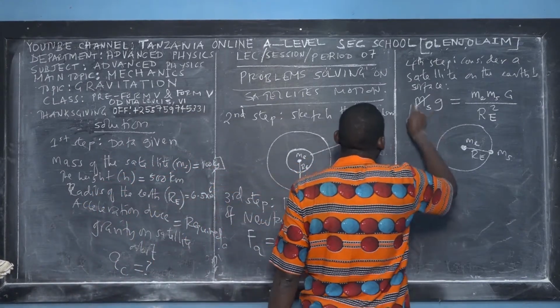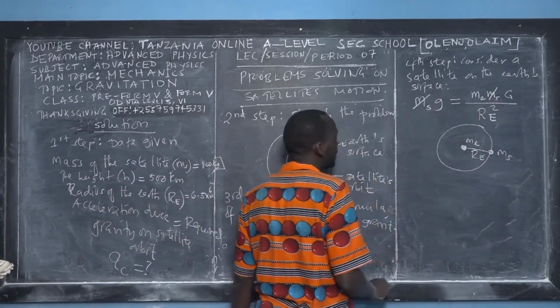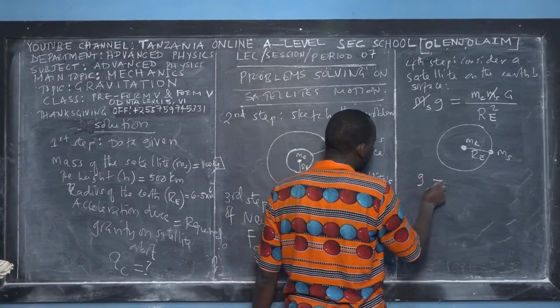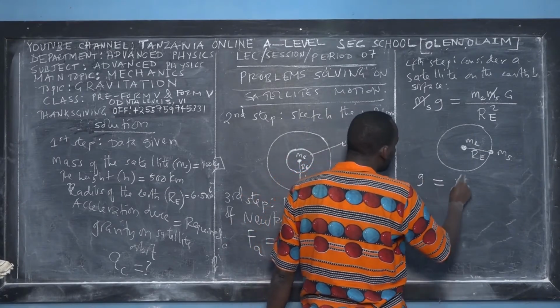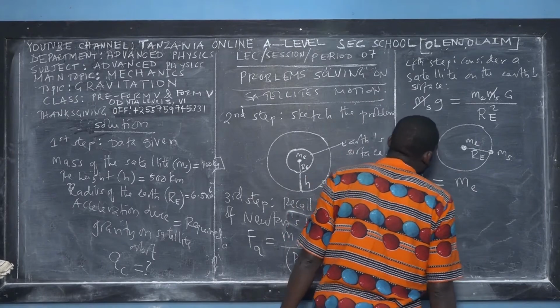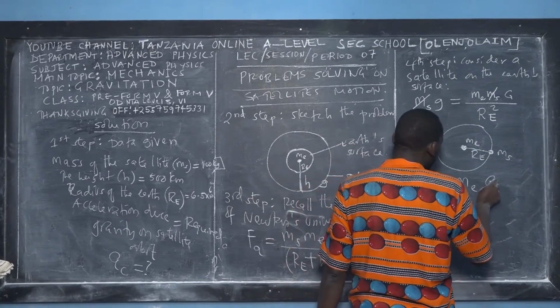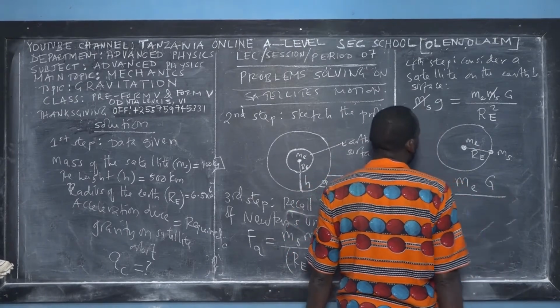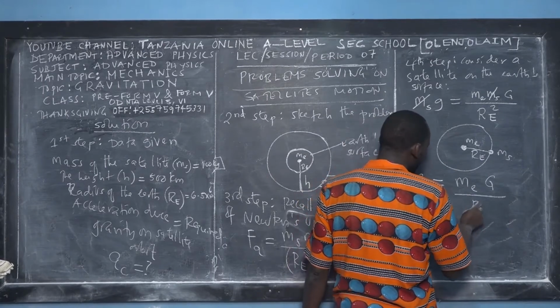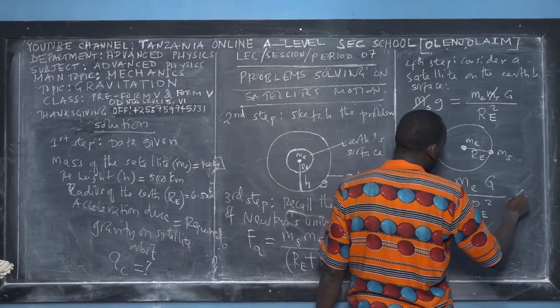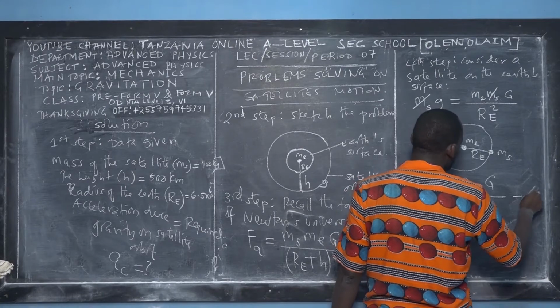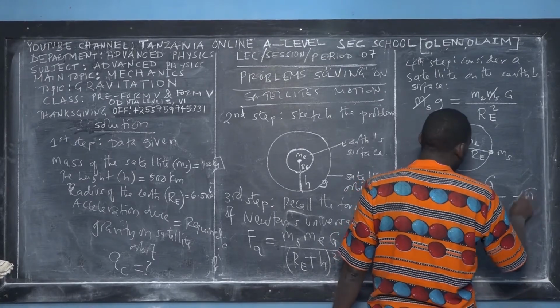If that is the case, the mass of the satellite and the mass of the satellite will cancel, so acceleration due to gravity on the Earth's surface will be given by the mass of the Earth times the universal gravitational constant, divided by the radius of the Earth squared, and this will be our second equation.